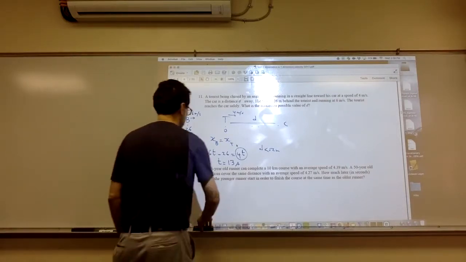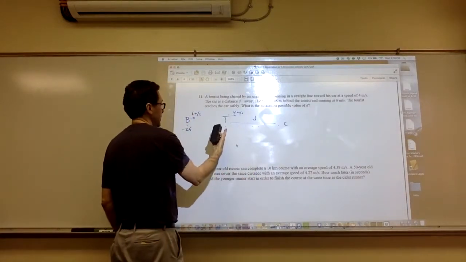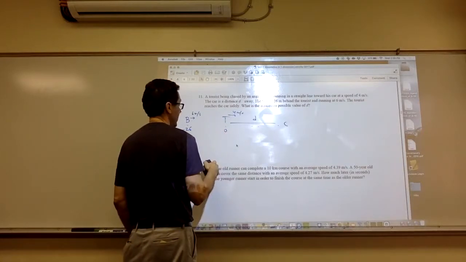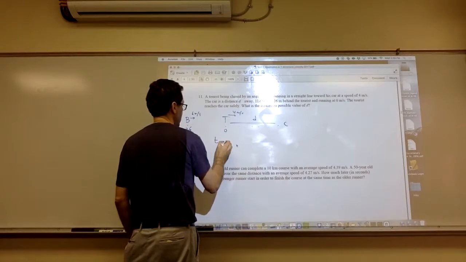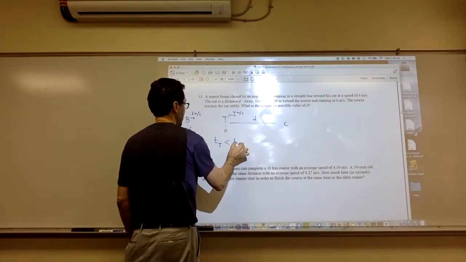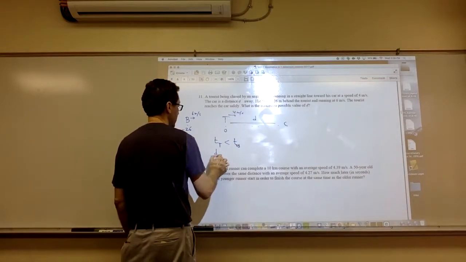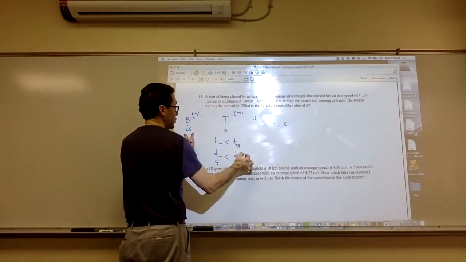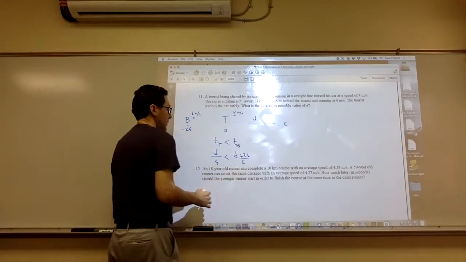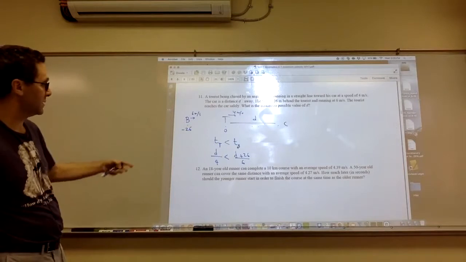Another way we could do it, I can change the origin too. I can make the origin here and make this at positive 26. You can do whatever you want to do. We can say that the time for the tourist has to be less than the time for the bear. Now, the time for the tourist is the distance that he travels divided by his speed. That should be less than the distance traveled by the bear, d plus 26, over his speed. And you can solve that inequality. Or you can make an equation and find d and say, well, it has to be less.